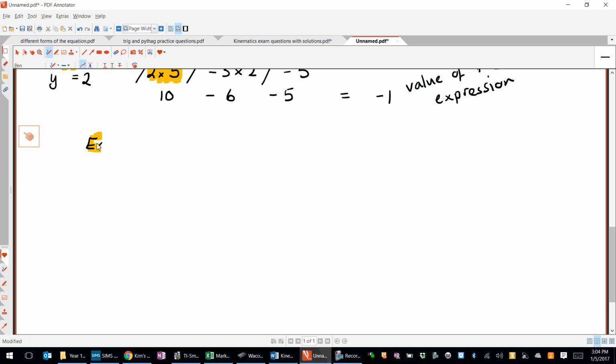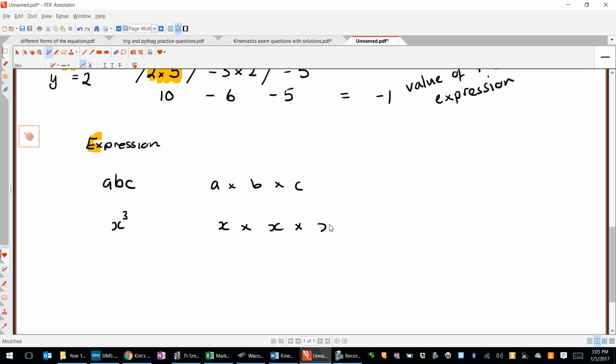So other expressions, A, B, C. What does that mean you have to do? Find out the value: A times B times C. Okay. X cubed: X times X times X.